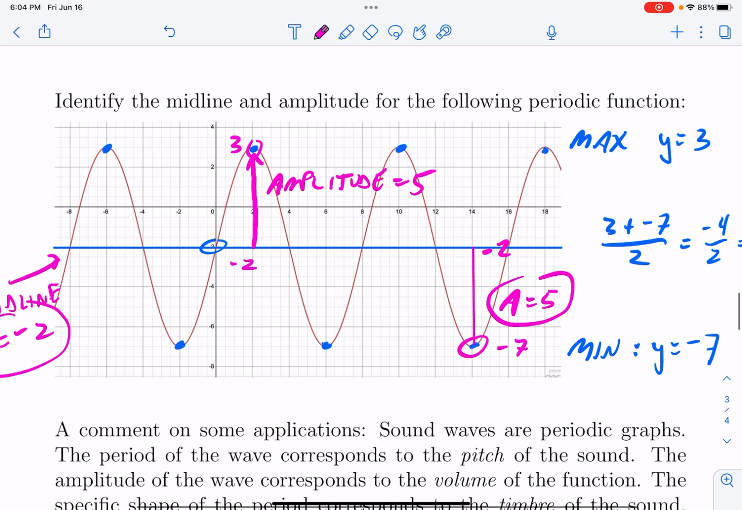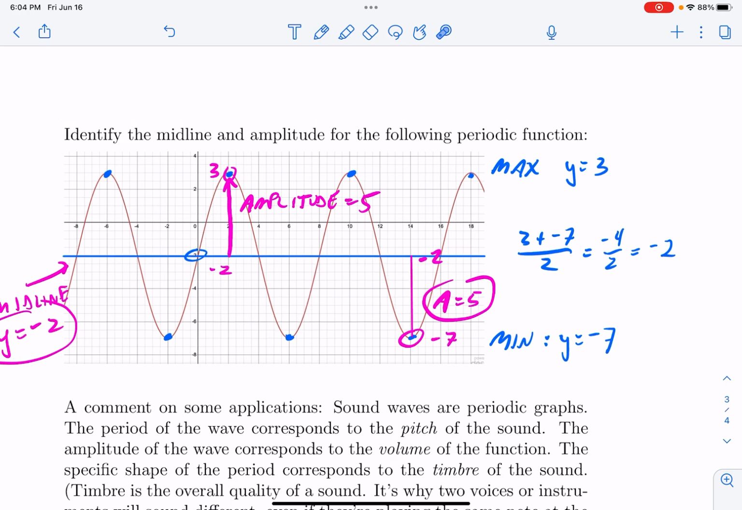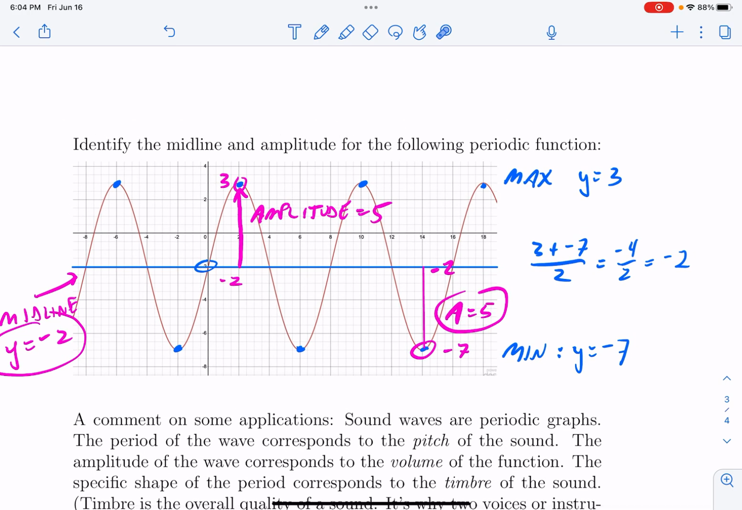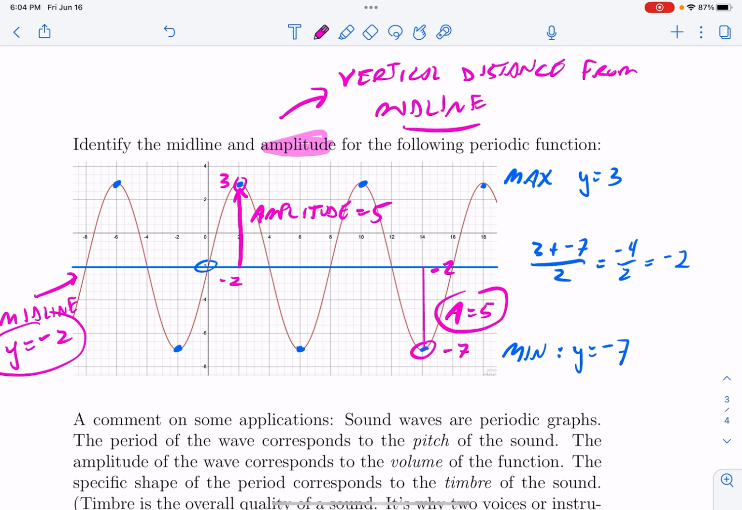The overall height of the graph from the very bottom to the very top is actually 10 full units. So be careful about this. The amplitude is not the total height. The amplitude is the vertical distance from the middle, from the midline, to the maximum or minimum.